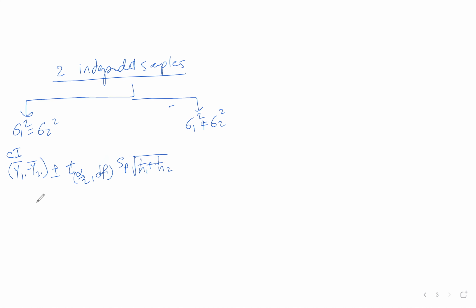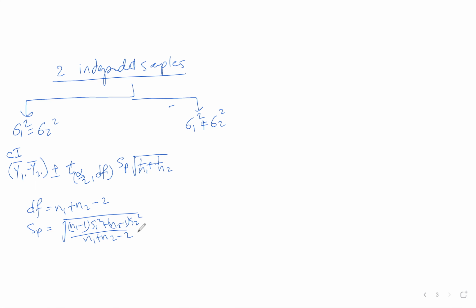So the degree of freedom in this case is n1 plus n2 minus 2. And sp equals the square root of n1 minus 1 times s1 squared plus n2 minus 1 times s2 squared, divided by n1 plus n2 minus 2. This is the confidence interval for the difference when I assume sigma 1 squared equals sigma 2 squared.